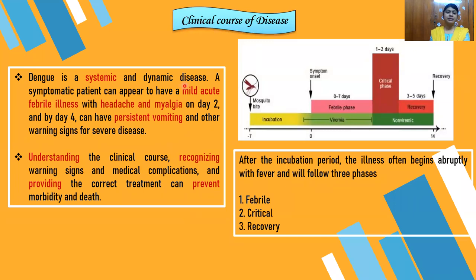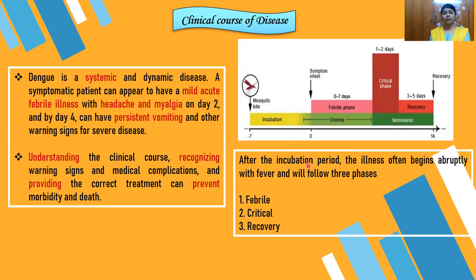Clinical course of disease. Dengue is a systemic disease where it can affect almost every organ in our body. So patients who start showing signs and symptoms will have fever accompanied with headache and muscle ache on the second day. Following the 4th day, they will show persistent vomiting along with other signs and symptoms.